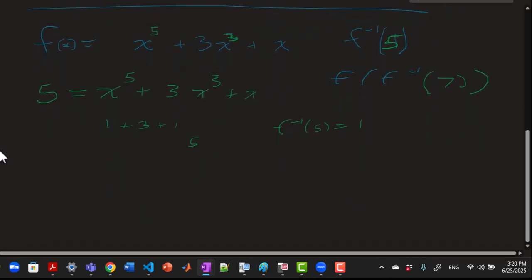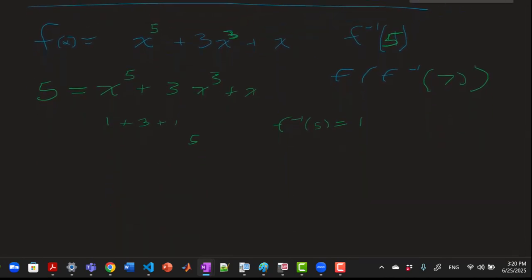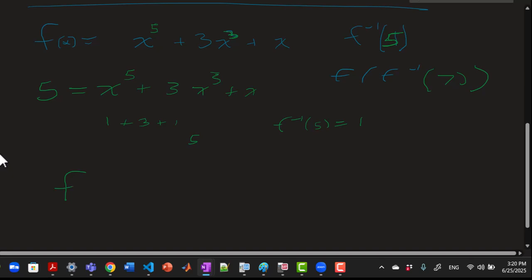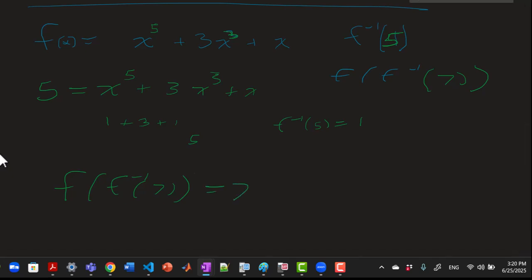Now for f of f inverse of 7, the whole point of inverse functions is that they are inverses of each other. They undo each other. So I don't have to know what f inverse of 7 is. Whatever it is, if I take f of it, I get 7.